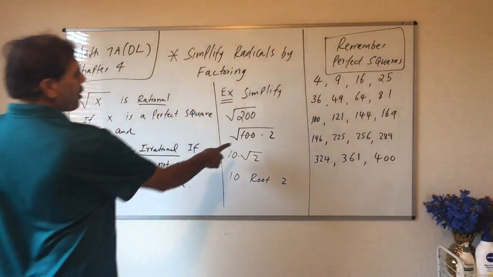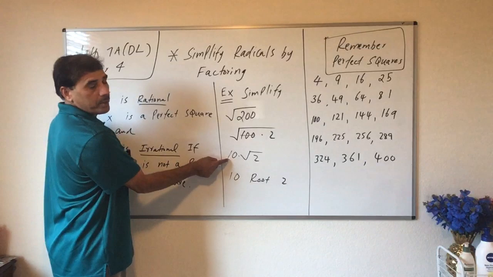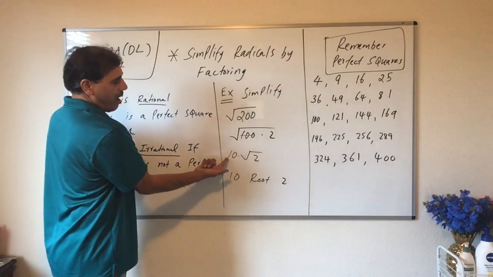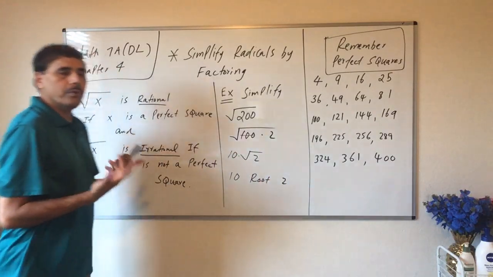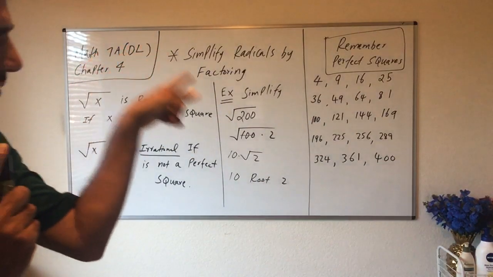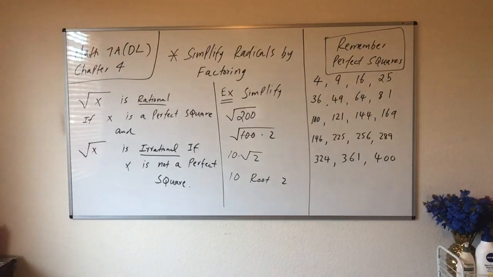So the square root of 100 is 10. 10 must be outside, and 2 must stay inside. It's still irrational. How do you read this one? 10 root 2. That's it. So make sure you review your multiplication and the perfect squares. Find the biggest perfect square possible.